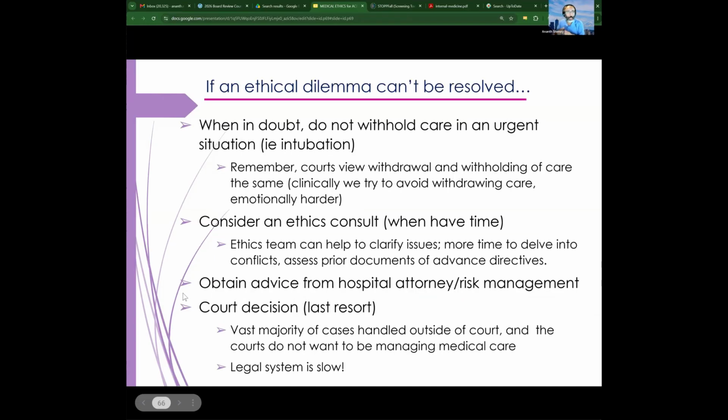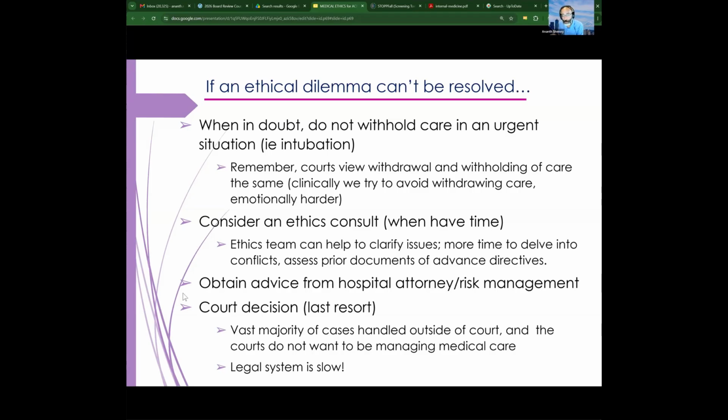Okay, so in conclusion, when in doubt, do not withhold care in an urgent situation. So the emphasis here is when in doubt. So if a patient hasn't specified and if they're altered and not able to give consent and it's an emergent situation, you are on firm ground to treat. Also, helpful nugget, withholding care and withdrawing care are legally the same. Again, it can feel differently to us, but they are the same.